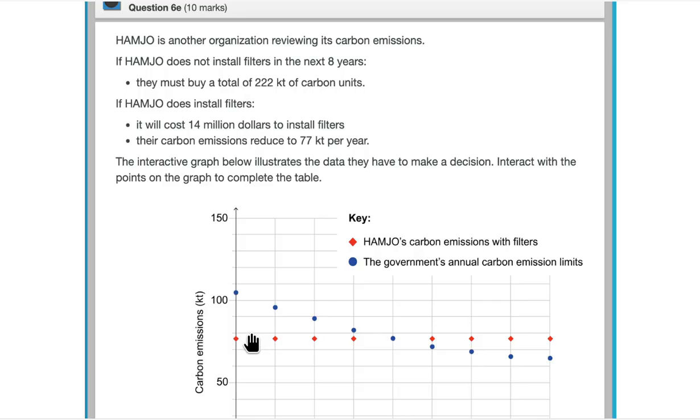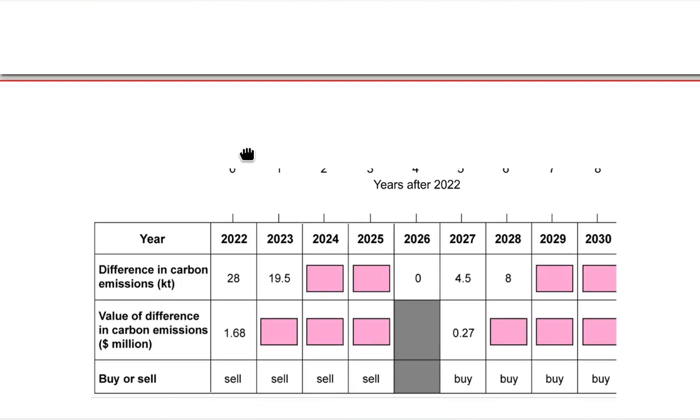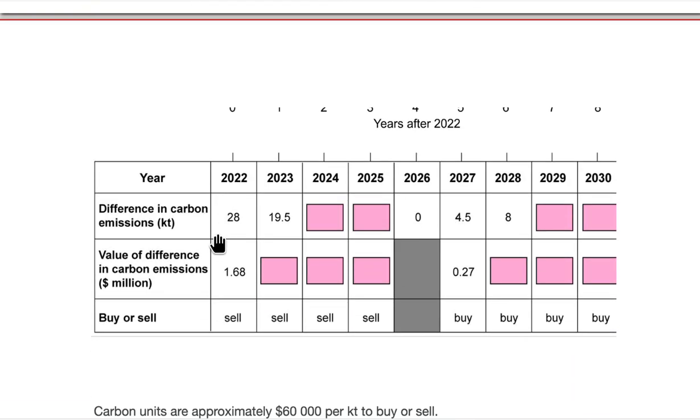They must buy a total of 222 kilotons of carbon units. If Hamjo does install filters, it will cost $14 million to install filters. Their carbon emissions reduce to 77 kilotons per year. Okay, Hamjo is doing a remarkable job, it seems.